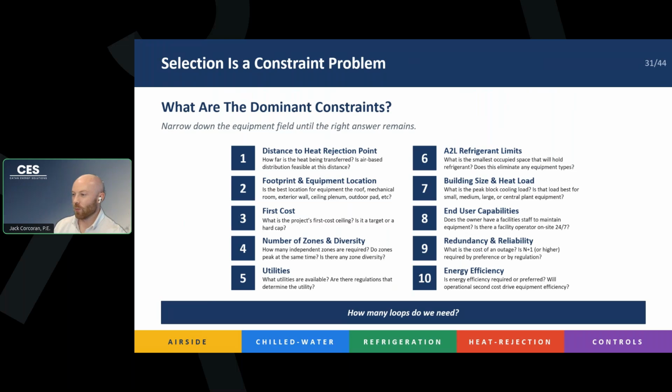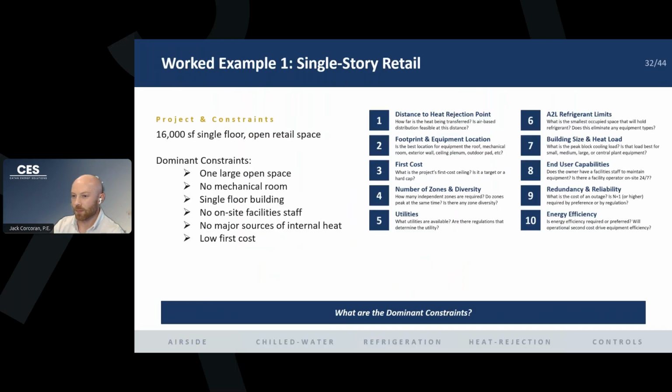Same thing with, where can we put the equipment? That is usually one of the more dominant constraints as well, because you might not have roof space to put it. You might not have a mechanical room to put it. You might have to put an individual unit in every room. So your job as the designer and the engineer is to figure out what are my dominant constraints and map that to a piece of equipment that actually works with that. It's another way of saying how many loops do we need, which loops do we want to utilize, and how can we keep this as simple as possible.